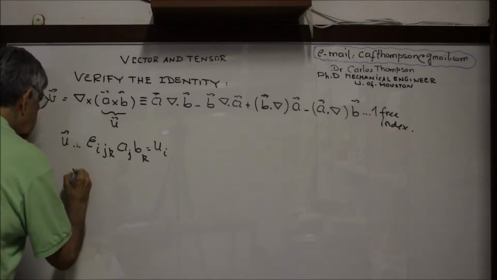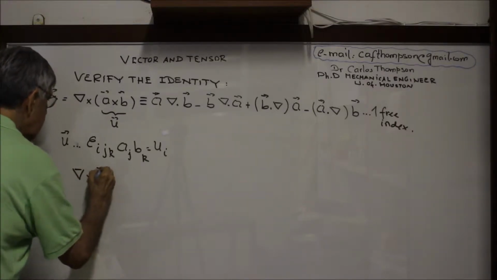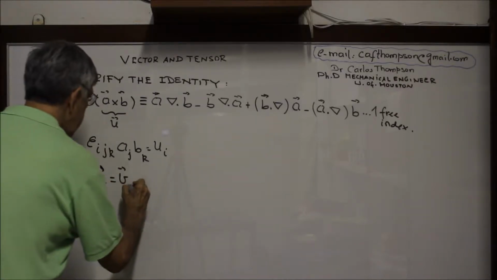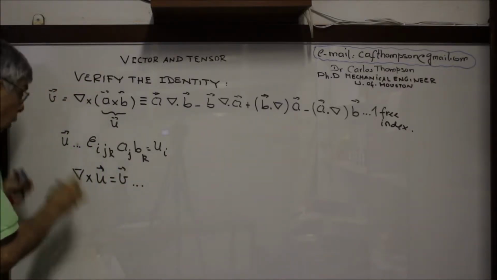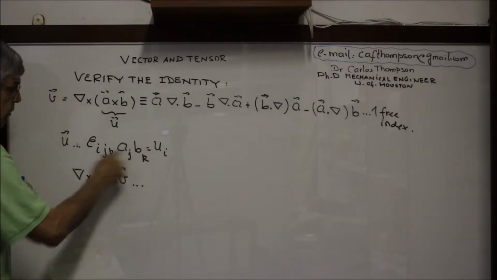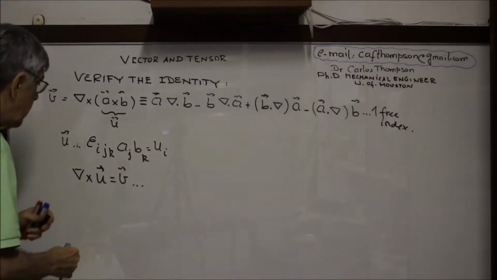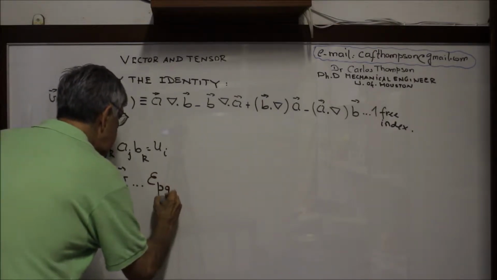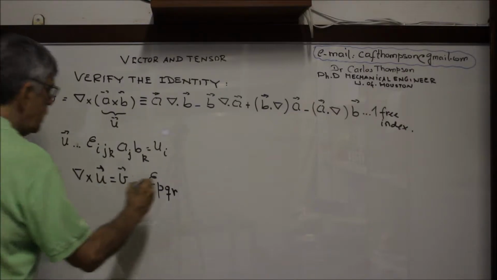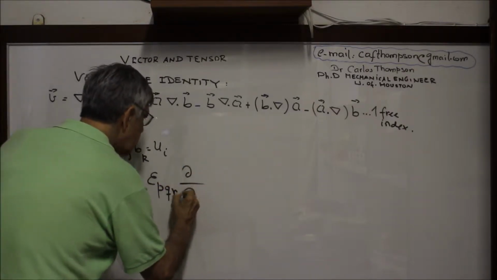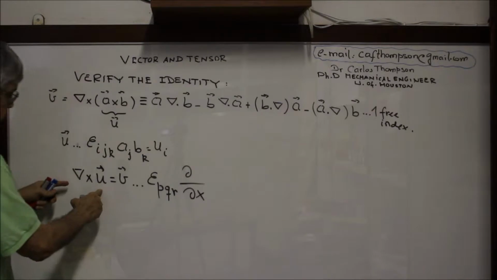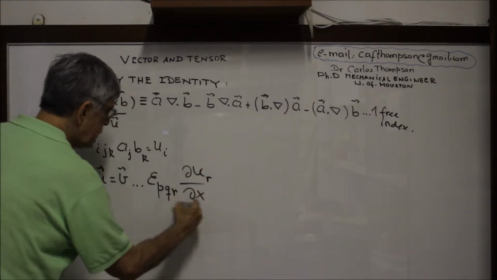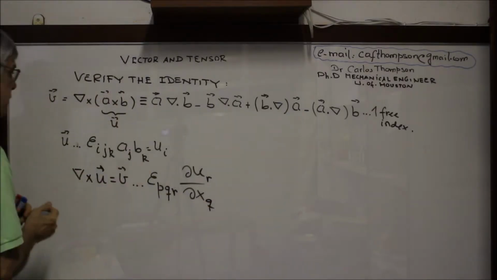Now the curl of u, let's call this V. Now, as I said before, don't use the same letters that I used there. So let's put epsilon p q r. Now comes the partial derivative. You see, that's U here. Now r goes here and q goes there. Don't forget this, okay?